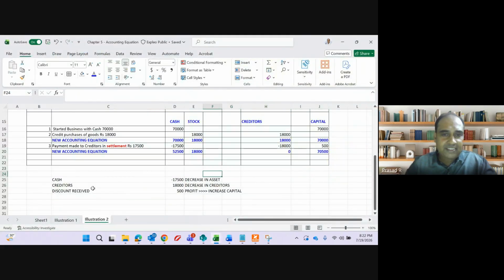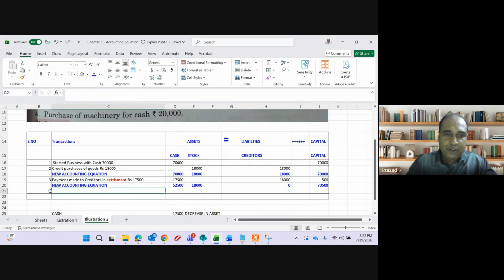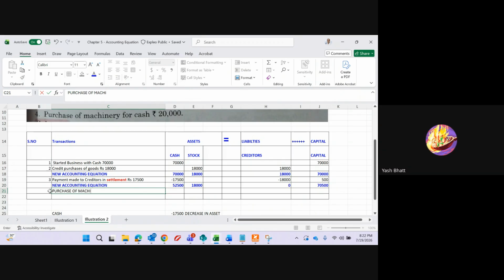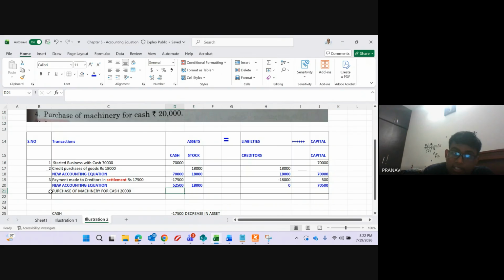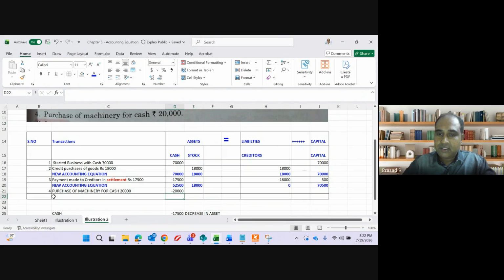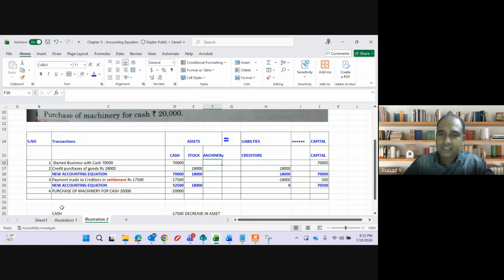Next transaction is purchase of machinery for cash. Fourth transaction. I will not do it. You are going to tell me. Purchase of machinery for cash, 20,000. Minus 20,000 cash. And which asset is increasing by 20,000? Machinery. Machinery is an asset or what? Asset, sir.